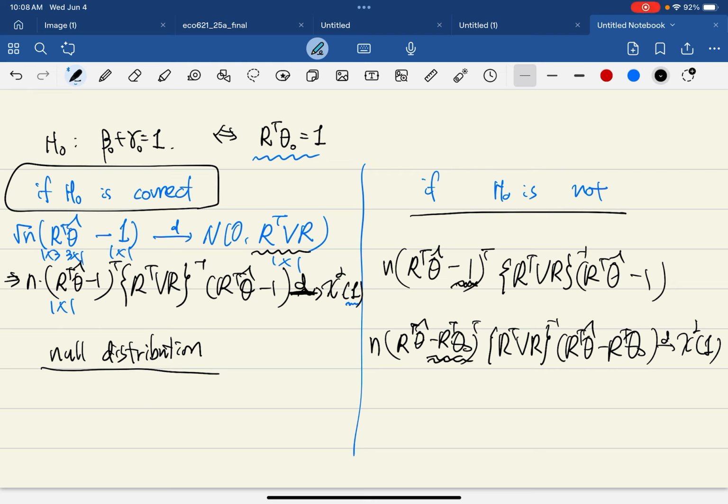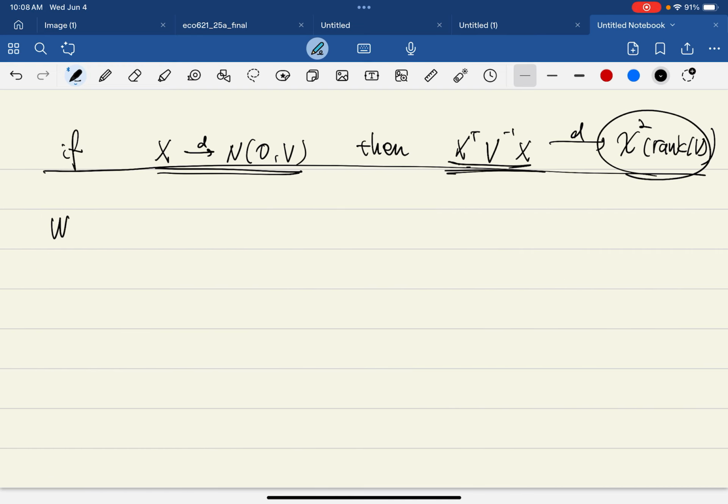However, when you use minus 1, you will have an additional term like this, right? And this term is not 0, so after multiplying by n, this term will go to infinity. So if not 0, that is the Wald test.